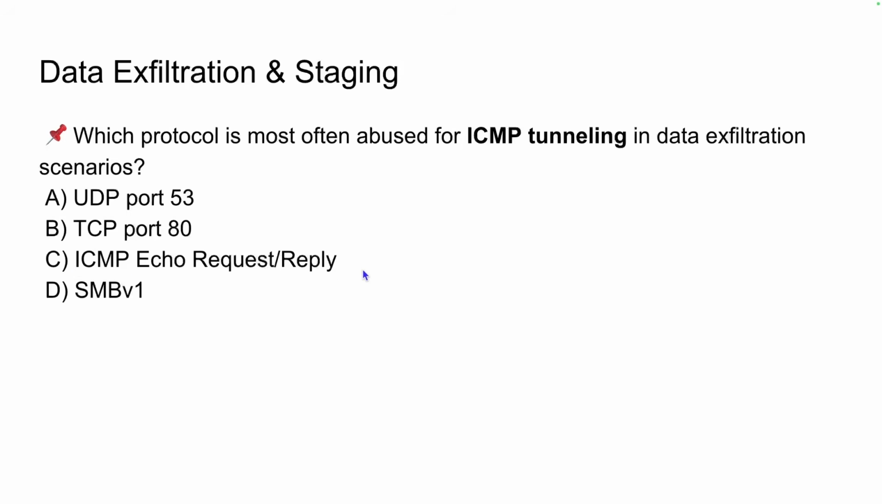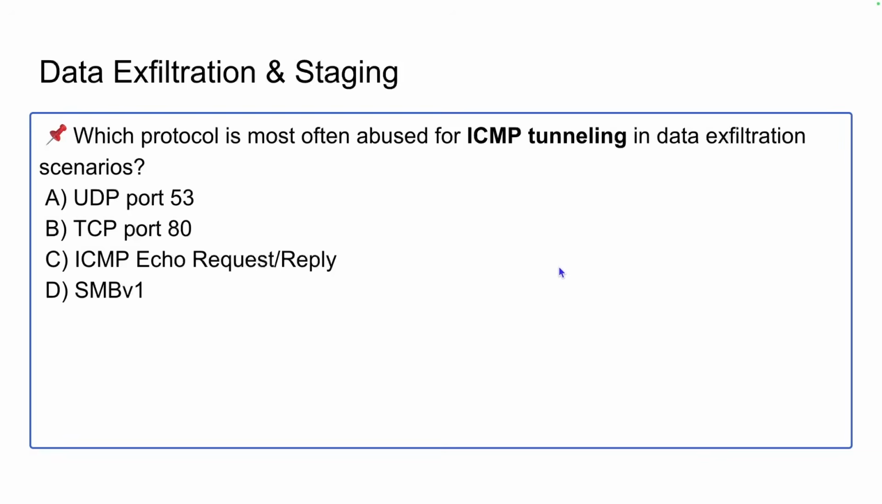ICMP echo request and reply, that would be the answer. SMB is for the Server Message Block, and we're not using ICMP tunneling for that. So my answer would be C.